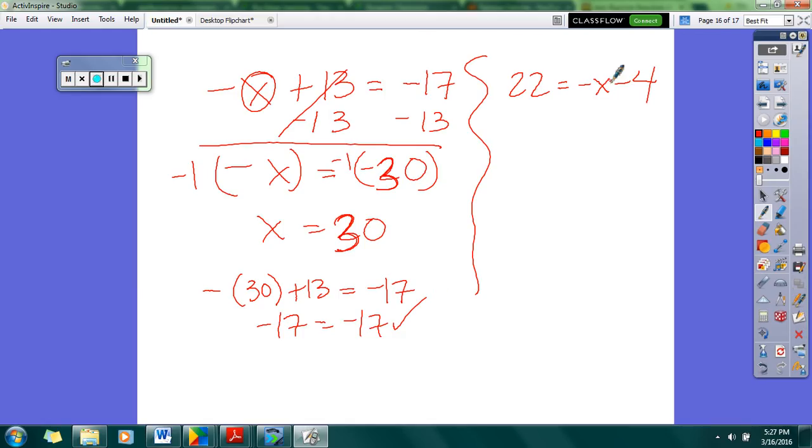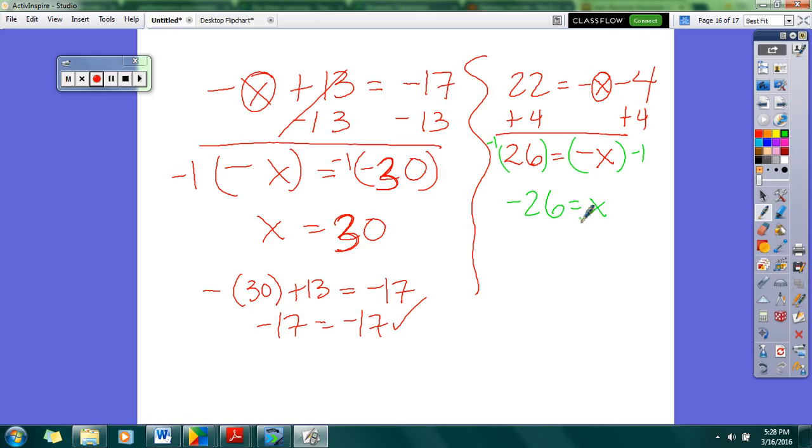Hopefully we've got our answer. So I'm going to get x by itself. I see that on this side I have a negative 4. So I'm going to add 4 to both sides. And 26 is equal to negative x. Because I can't have a negative number, I'm going to multiply it by a negative 1. And I'm going to be left with negative 26 equals x.